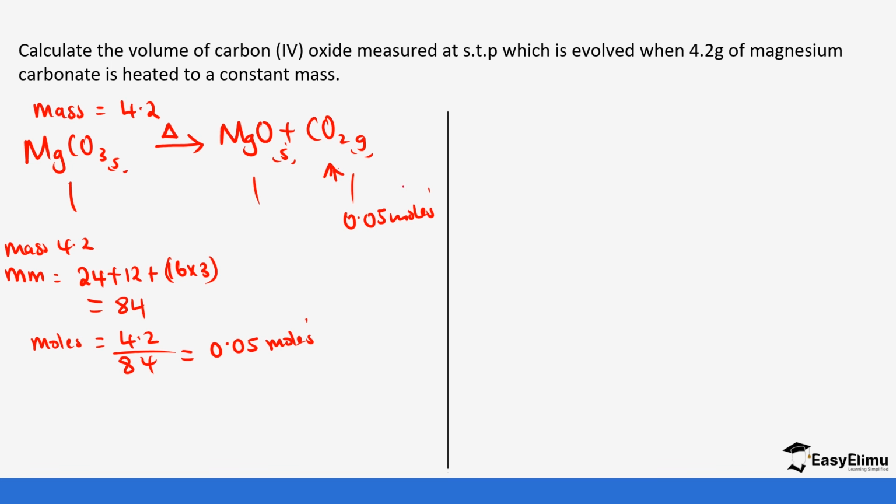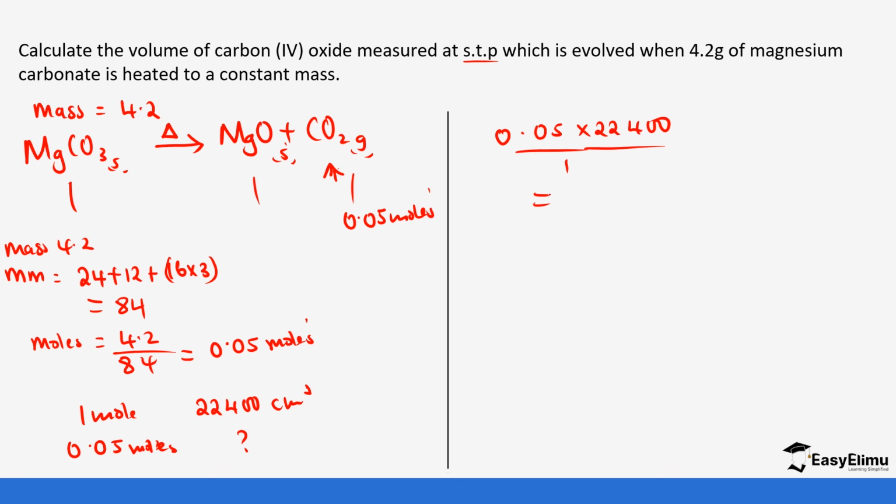So we go back to STP. At STP, 1 mole of our gas is equal to 22,400 centimeters cubed. So what volume will 0.05 moles have? When we cross multiply, we get 0.05 times 22,400 divided by 1, which gives us 1120 centimeters cubed. So that brings us to the end.